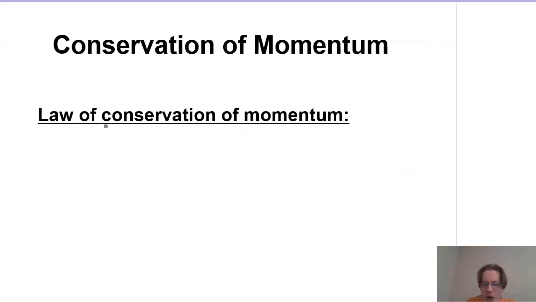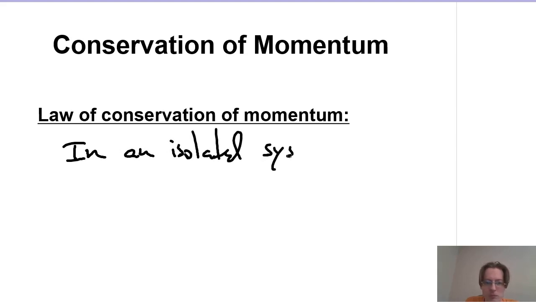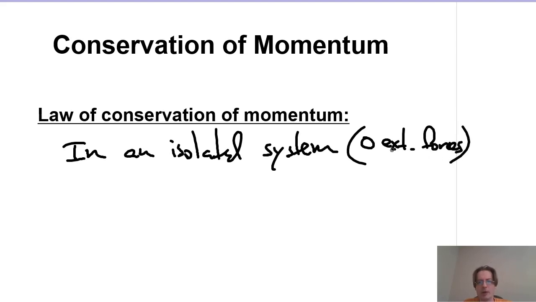The law of conservation of momentum says that as long as there are no external forces, so we say in an isolated system, isolated system means zero external forces. So we're only considering the forces between the impacting things, ignoring any other forces like friction, for example, that might affect how they move.